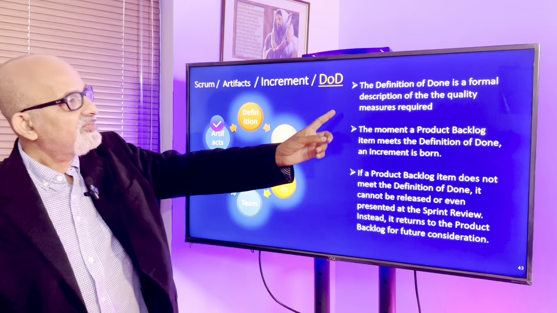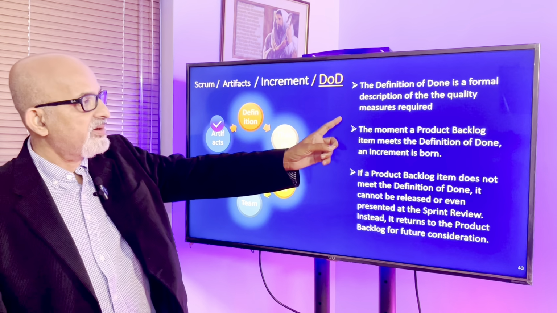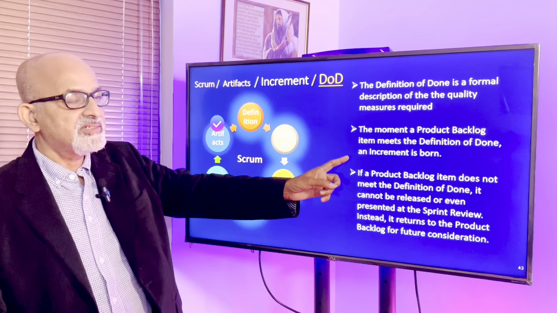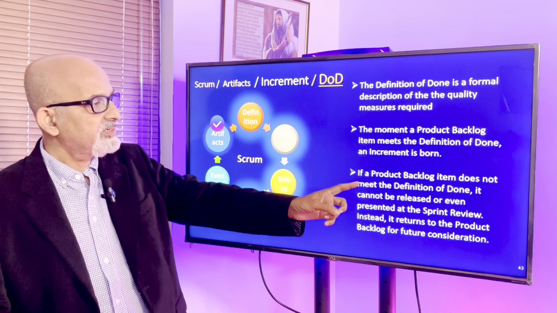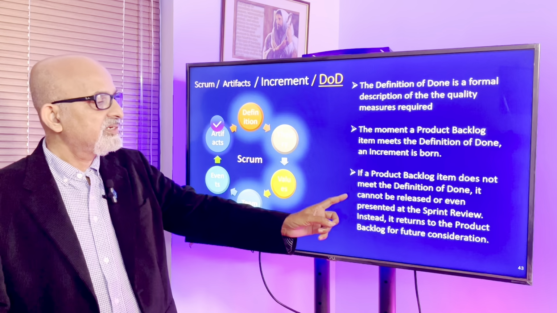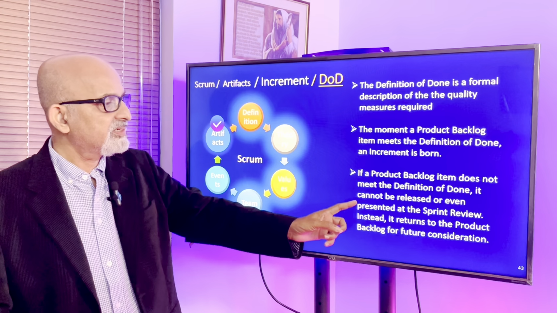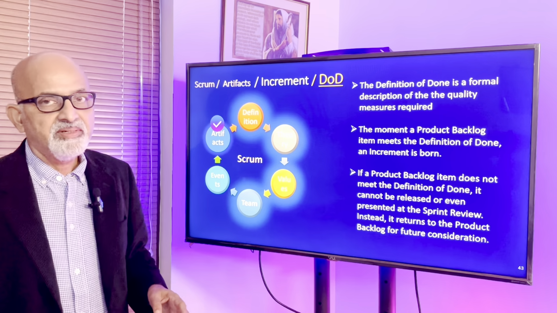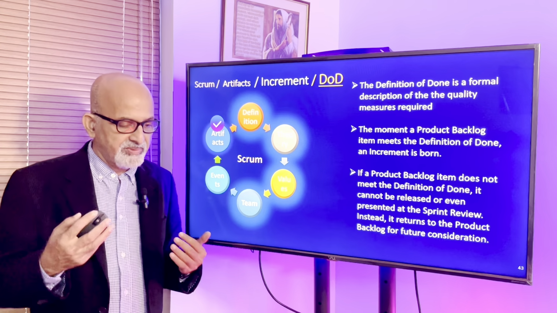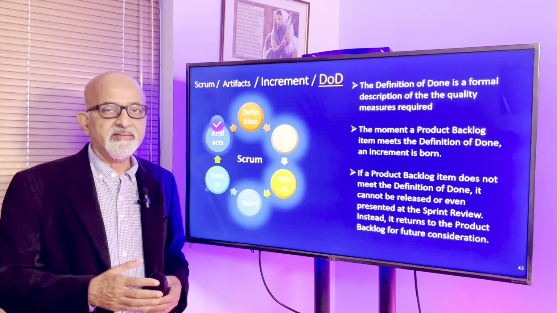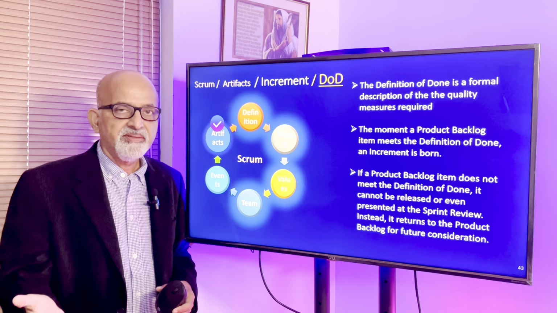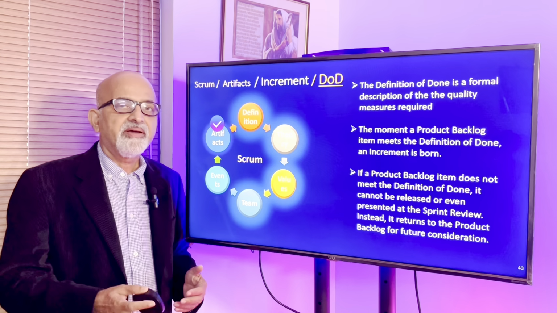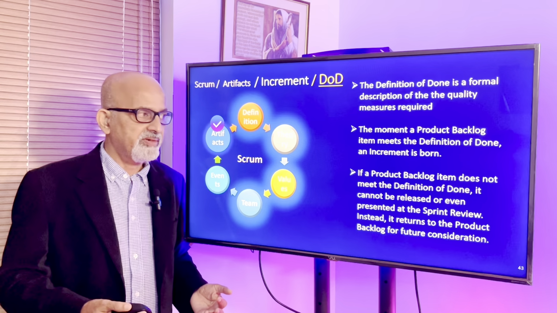The definition of done is a formal description of the quality measures required. The moment a product backlog item meets the definition of done, an increment is born. If a product backlog item does not meet the definition of done, it cannot be released or even presented at the sprint review. Instead, it returns to the product backlog for future consideration. So, something that has not met the definition of done should not be released. It has to go back to the product backlog and it may get included in subsequent sprints.